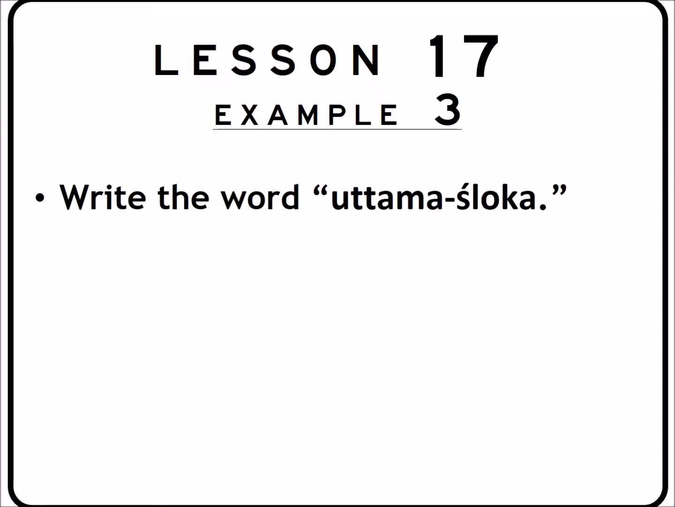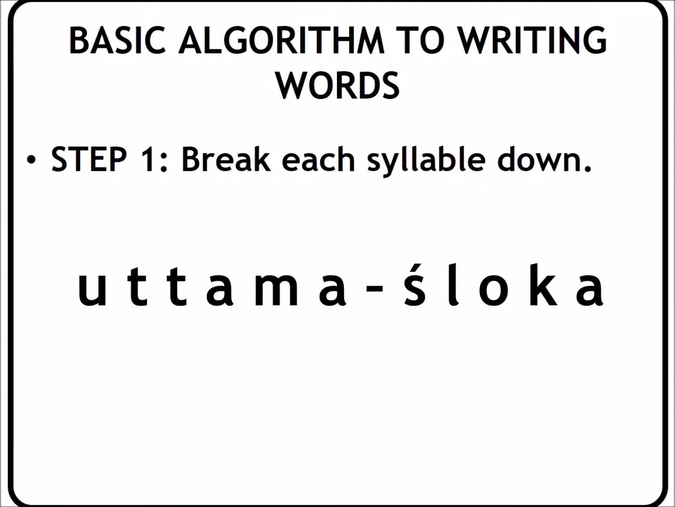Let's do another practice example. We're going to write the word uttama shloka. First step, break each syllable down. This may be a bit tricky, so you have to be very careful on how you break this down. But if you do it correctly, you'll recognize that there are 5 syllables: U, ta, ma, shlo, and ka.